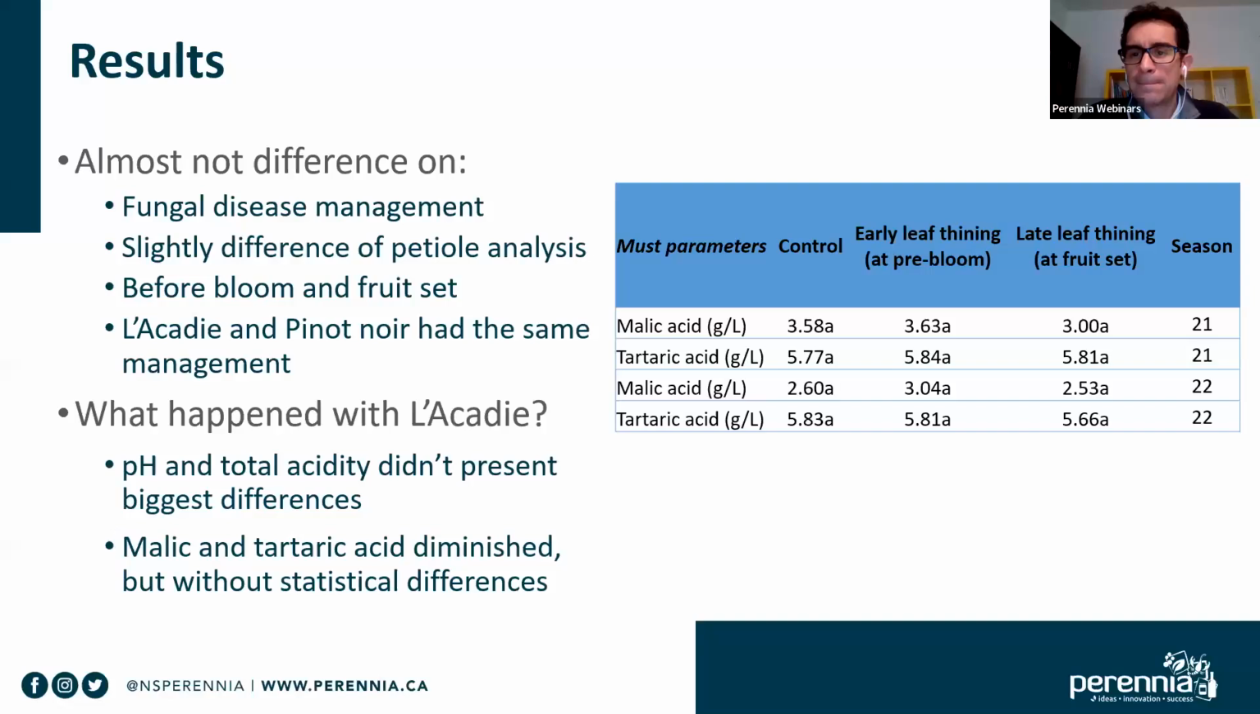So you can see that in 2021, the leaf thinning didn't have a big difference between all the treatments, only slightly on the malic acid. Meanwhile, in 2022, it was slightly the same as the control. What happened? Even though we did a very light management of the canopy, the plants continued growing, as you can imagine. So we cover everything. And when we do 70% leafing at pre-bloom or at fruit set, it covers the whole area immediately.